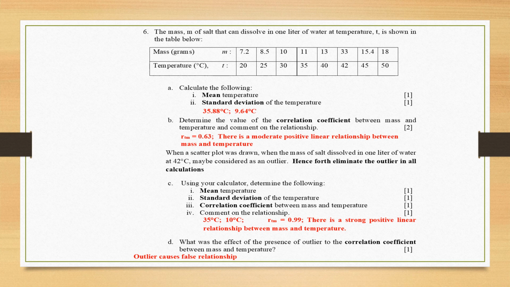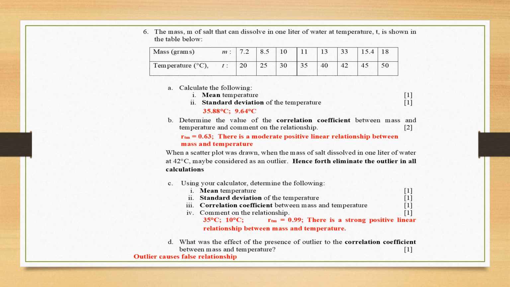So they have given you M and T. First of all, you need to identify which is X and Y. How would you identify which is X and Y? Is by looking at the line of best fit. What do they want from you? Alright. So calculate the following: the mean temperature, standard deviation. You can use calculator, shouldn't be a problem. Correlation coefficient for RTM is 0.63 when you put it into the calculator.